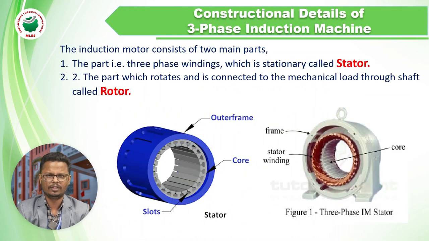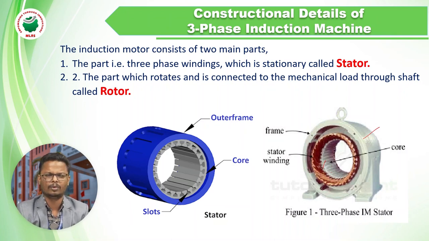Here, if you see, it is divided into two parts: one is the stator part, another one is the rotor part. The stator part is a stationary part, it will not rotate, and it contains a 3-phase winding. The rotor part is a rotating part, and it is connected to the mechanical load. This diagram shows the two parts. This is the stator frame, inside we have the stator core, and here we are seeing the winding, which is distributed.